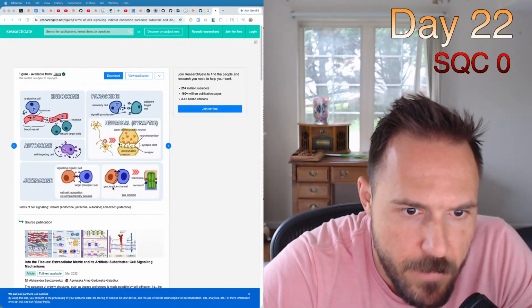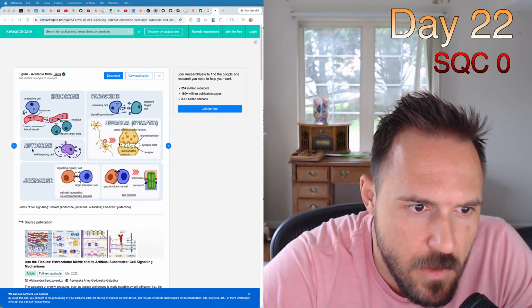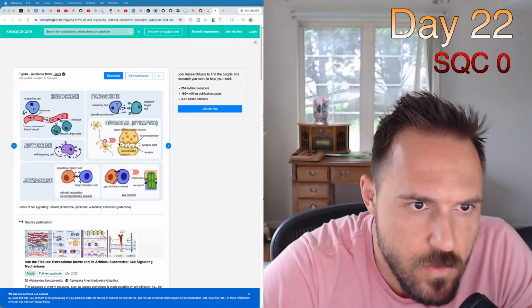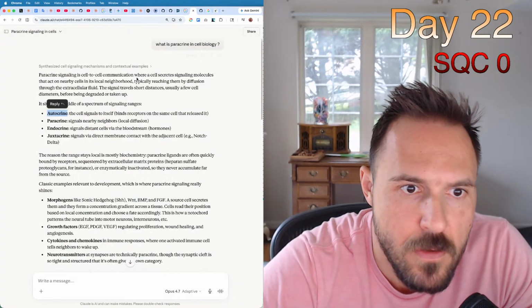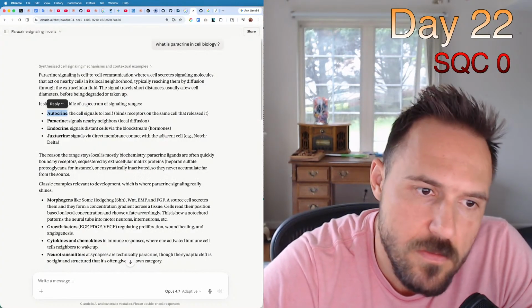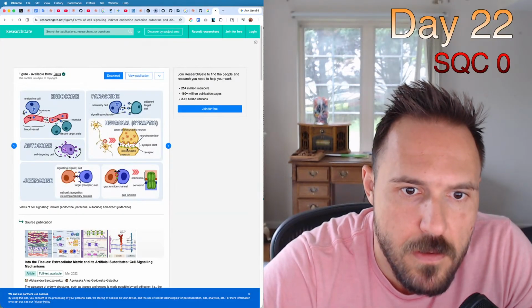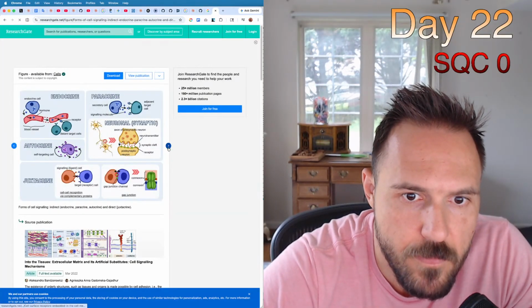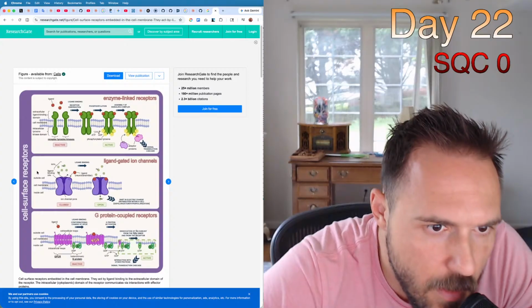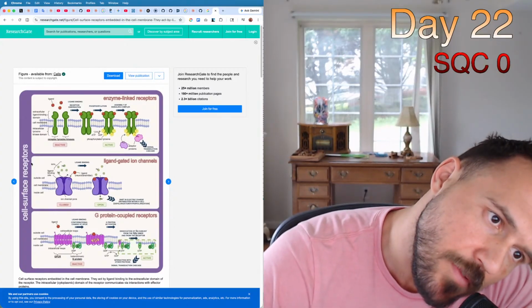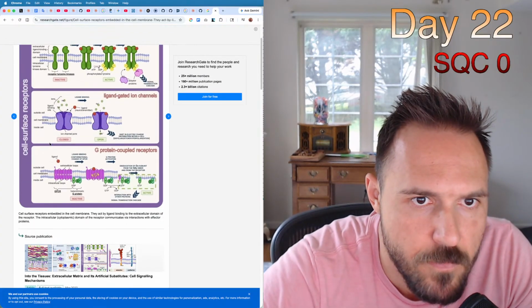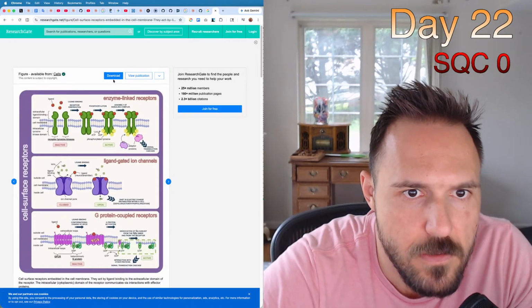So I think one of this is missing, right? 1, 2, 3, 4. 1, 2, 3, 4. No, that's right. Okay. Let's print that for now. Cell surface receptors. I like this all. Let's go download.